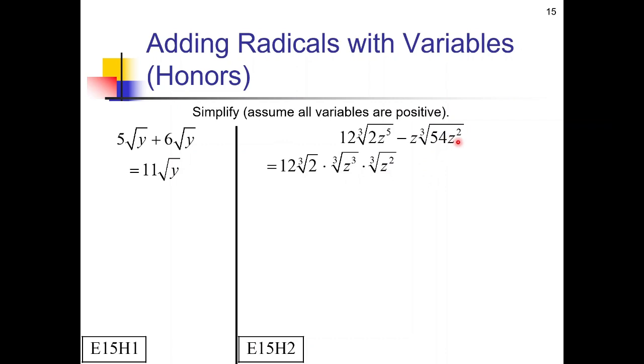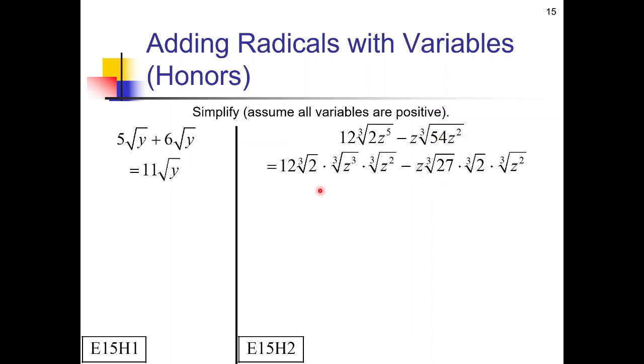Let's move over to this next term. So I'm going to have a minus z, and then this 54, I can break that up into the cube root of 27 times the cube root of 2. We've encountered 27 a few times now. And then z squared, we can't really break that down any further because the exponent is less than the index. So that's just going to be cube root of z squared.